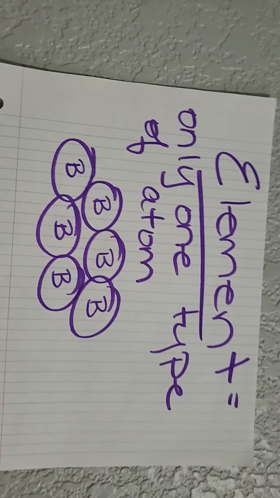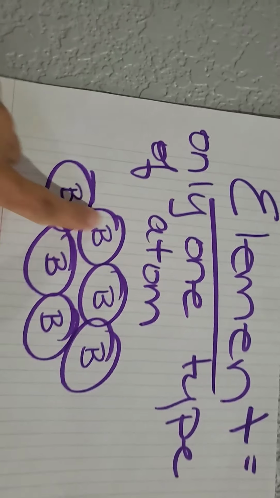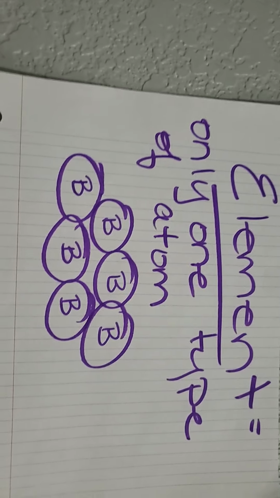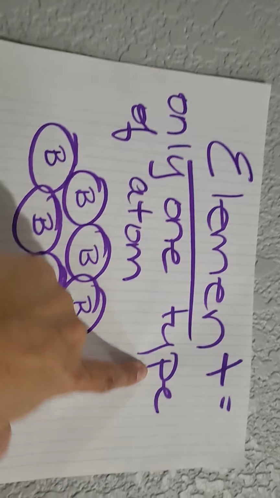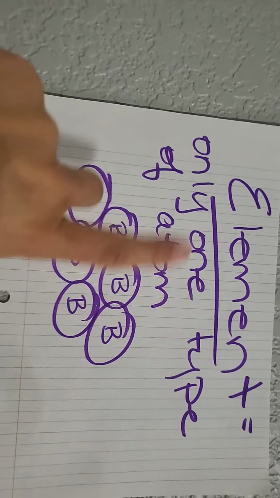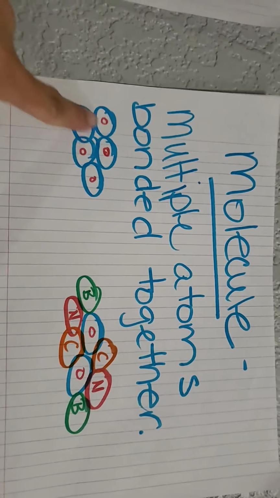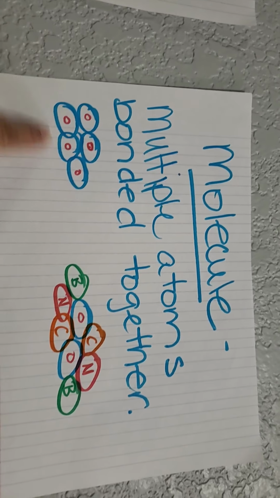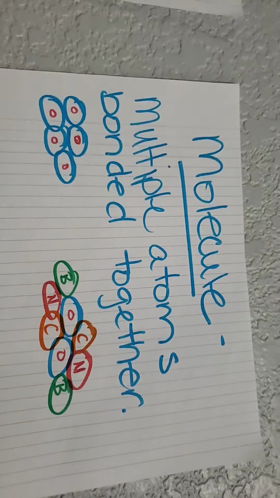All right. That being said, now, all of our elements can actually bond together. They can link together. If we've got an element, it's going to be only one type of atom. So we've got a bunch of Bs. This is boron. Boron is linked together. They're connected. We've only got boron here. We don't have anything else, just boron. That's an element. Now, if we want a molecule, we're going to have multiple atoms bonded together. We can have all of the same atoms bonded together, or we can have a bunch of different ones bonded together. Both of these are molecules.